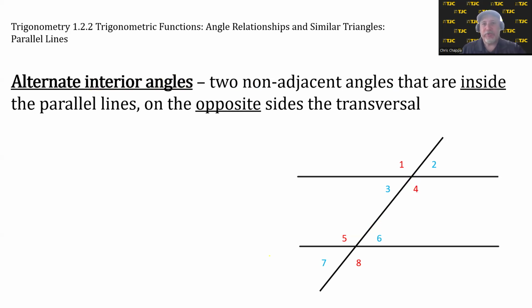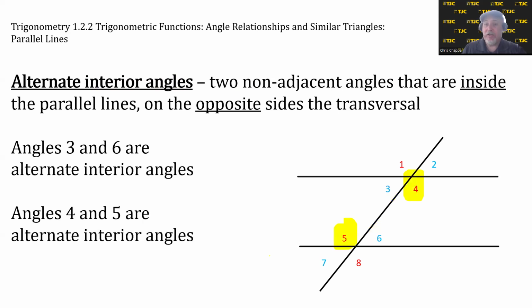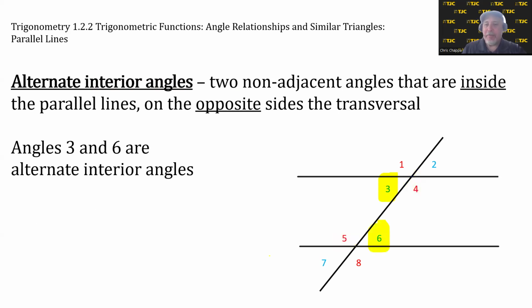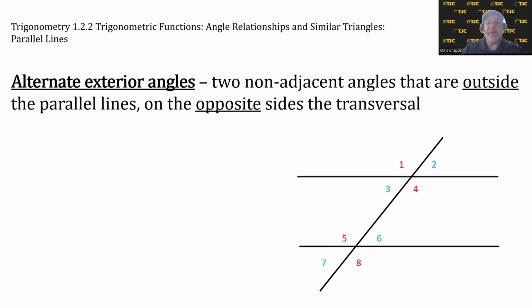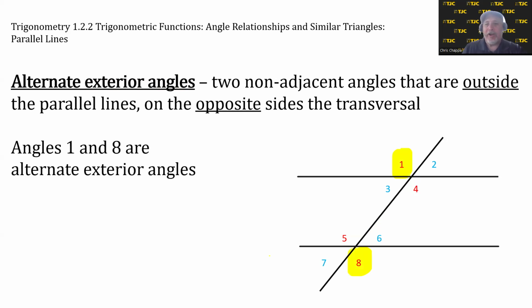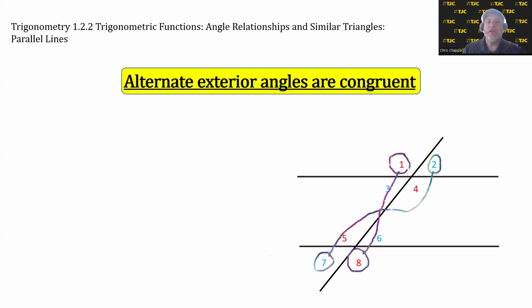Alternate interior angles are 2 non-adjacent angles that are inside the parallel lines on opposite sides of the transversal. 3 and 6 are alternate interior angles, both on the inside on opposite sides and not adjacent. 4 and 5 are alternate interior, and you may have noticed that each pair is the same color, which means they're congruent. And finally, we have alternate exterior angles, which is the same thing except on the outside. 1 and 8 are on alternate sides of the transversal exterior, non-adjacent, as are 2 and 7, and as you can tell from the colors, they're congruent.